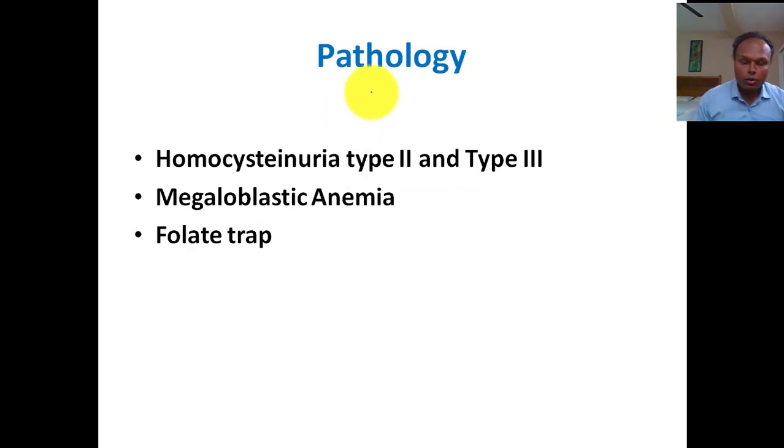So why do we need to understand this methionine cycle? We need to understand the methionine cycle, or activated methyl cycle, to understand these pathologies. First is homocystinuria, especially type 2 and type 3, then megaloblastic anemia, and along with megaloblastic anemia, the folate trap. Understanding these three core concepts requires understanding of this activated methyl cycle.